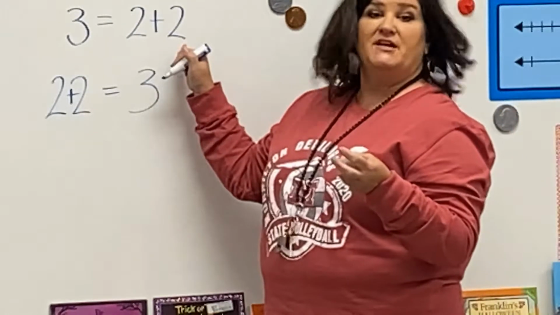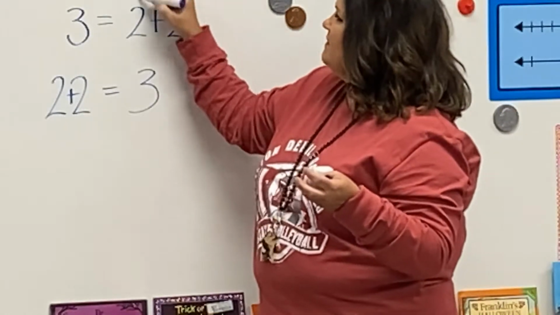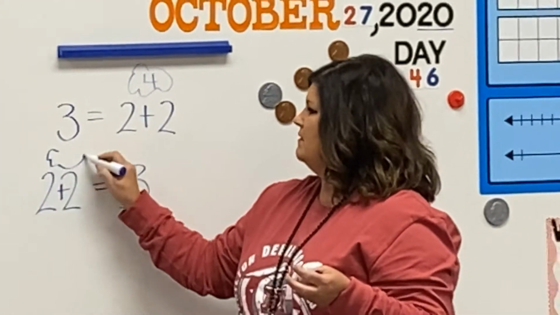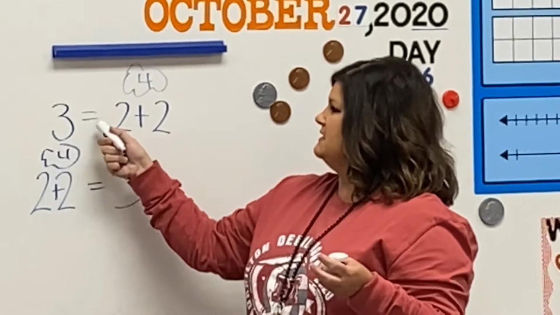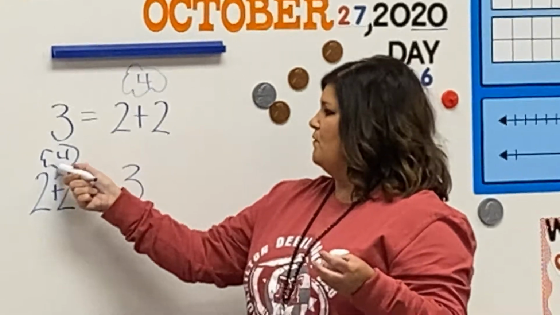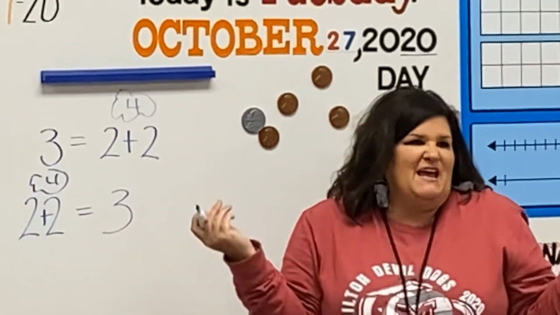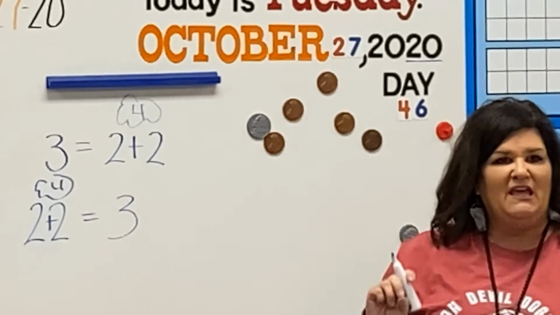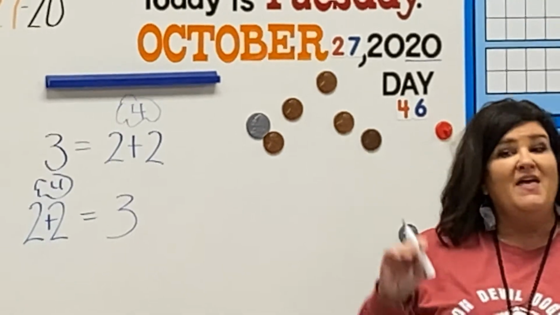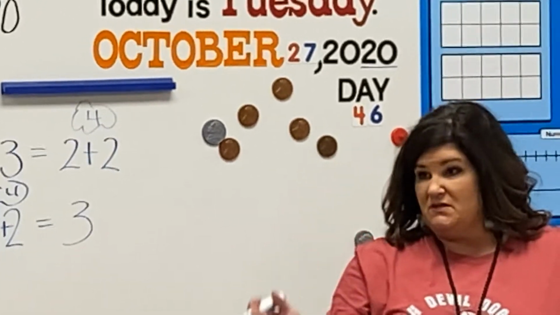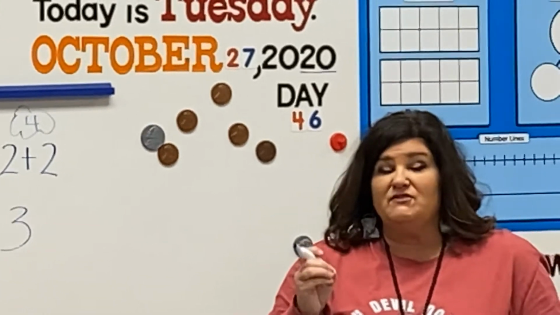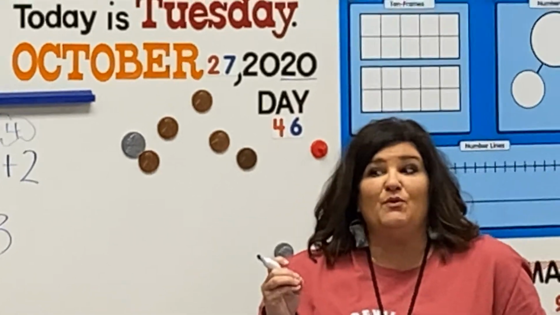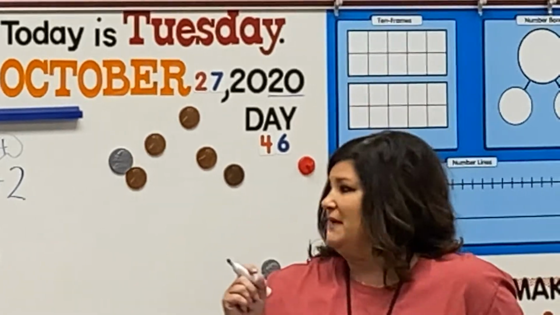Okay, what's 2 plus 2? 4. Imagine my little cloud. 3 is the same amount as 4, or 4 is the same amount as 3. It's the same thing, right? It doesn't matter where the equal sign is. We just know that on both sides of the equal sign, you have to look at it and you want it to be equal.